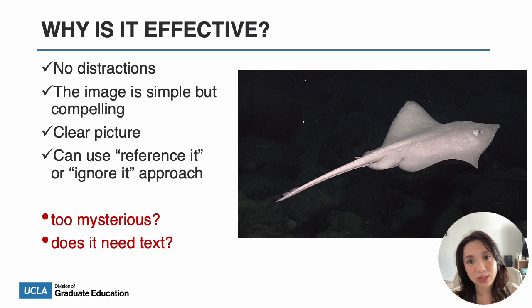Now, this design strategy can be used for both the reference it or ignore it approach, but remember that it depends on the image that you use. So let's take a moment to also think about how this image might not work. First, is it too mysterious? If we don't immediately know what we're looking at, does it distract you? And again, related to this first question, does this image need an explanation? This means using a reference it approach.